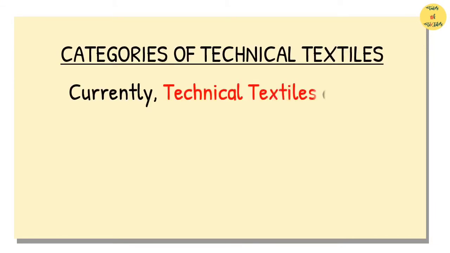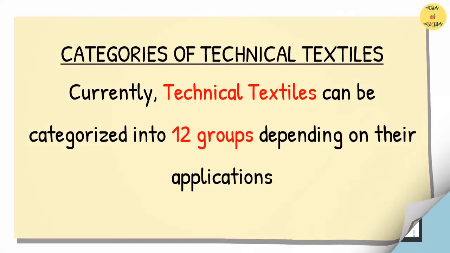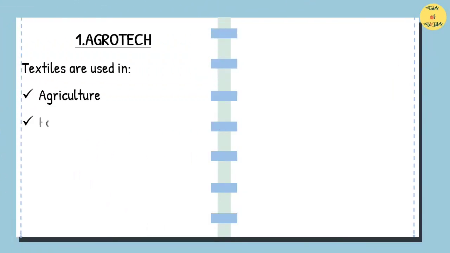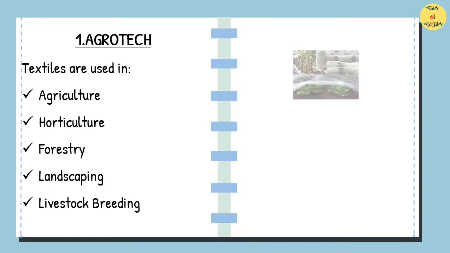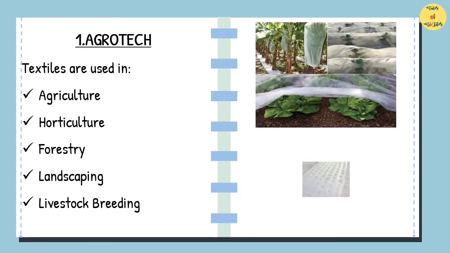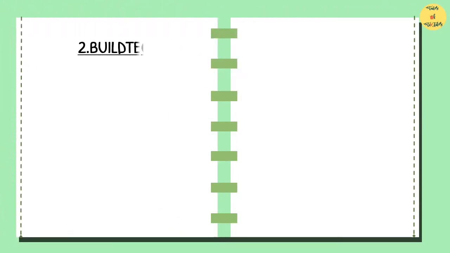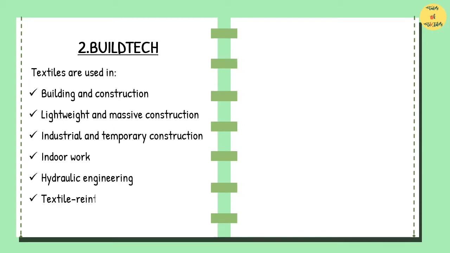Categories of technical textiles. Currently, technical textiles can be categorized into 12 groups depending on their applications. Agrotech textiles used in agriculture, horticulture, forestry, landscaping, livestock breeding. Buildtech textiles used in building and construction, lightweight and massive construction, industrial and temporary construction, indoor work, hydraulic engineering, textile reinforced concrete.